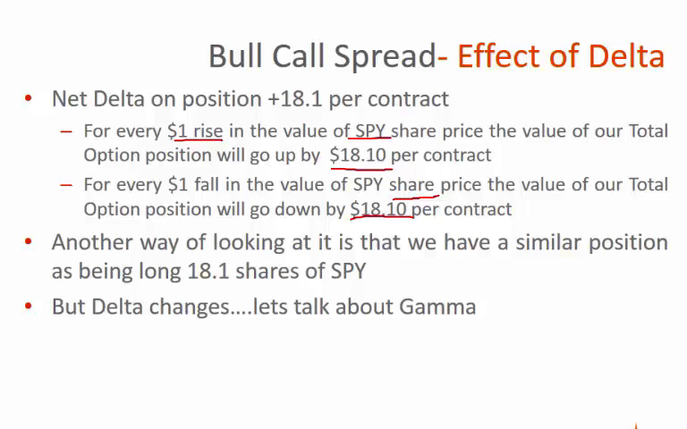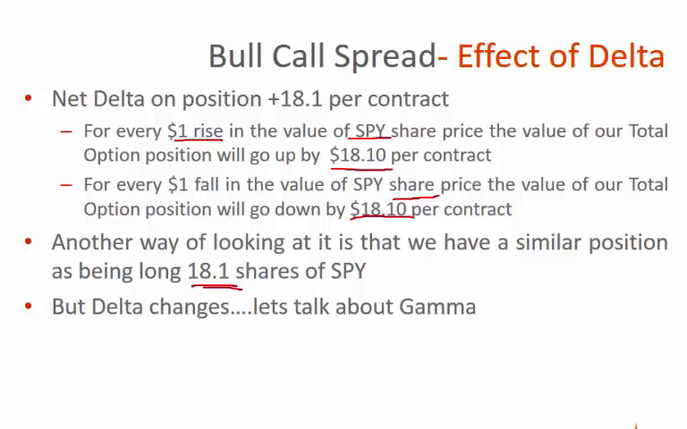Another way of looking at our net delta position of 18.1, it's the very same as nearly owning 18.1 shares of SPY. So why do we say that? Remember what delta is. Delta tells you how much the position will go up or go down by for a $1 move in the underlying share price. So if the value of SPY goes up by $1 and we know that we're going to make an $18.10 profit, that means it's the equivalent of owning 18.1 shares of SPY.